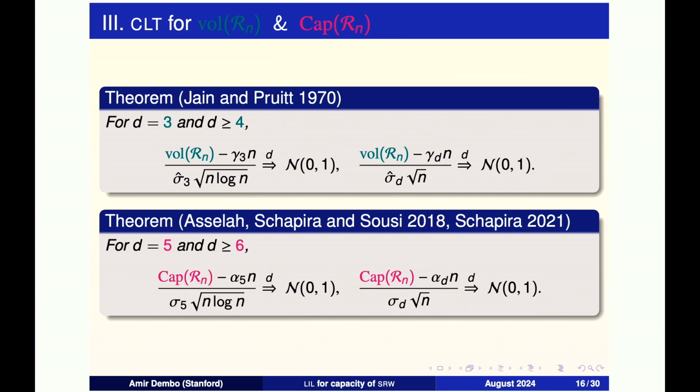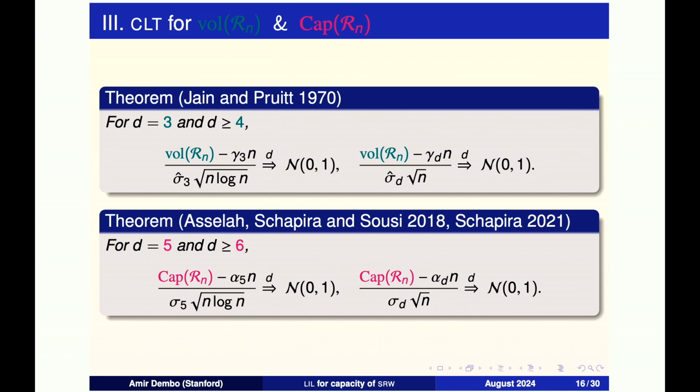Okay, you can also look at real central limit theorems, or limit theorems, now in dimensions 3 and greater or equal to 4. This is a classical work for the volume, of Jain and Pruitt from 1970: if you subtract from the volume the mean, the limit constant times n, and you divide suitably, in dimension 4 you divide by square root of n, like a classical central limit. In dimension 3 you have a logarithmic correction term because certain variables you add have too big a tail. You get yourself the nice normal law.